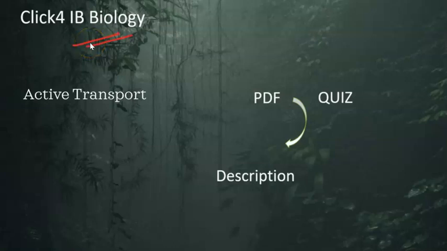Click for IB Biology. We're looking at transport across the cell membrane, and we turn our attention now to the process of active transport. As soon as we see the word active, we know that we're talking about energy, and that means that ATP has to be involved in this transporting process.